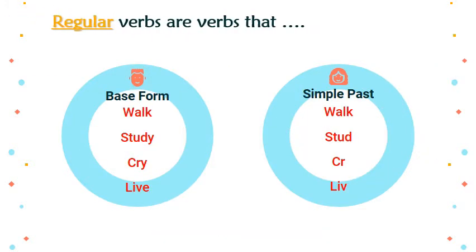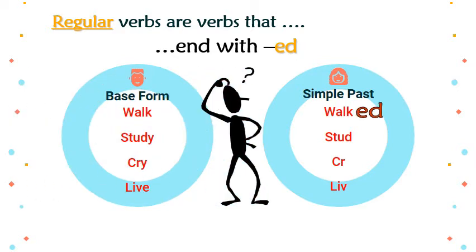For example, as we said, regular verbs are verbs that end with ed. For example, walk becomes walked. Now, we have to be careful with words that end with a consonant plus y. You already know this rule from the present tense, right? When we have a verb that ends with a consonant plus y, I cross out the y and add i instead of y, and then I add ed. So study becomes studied, cry becomes cried.